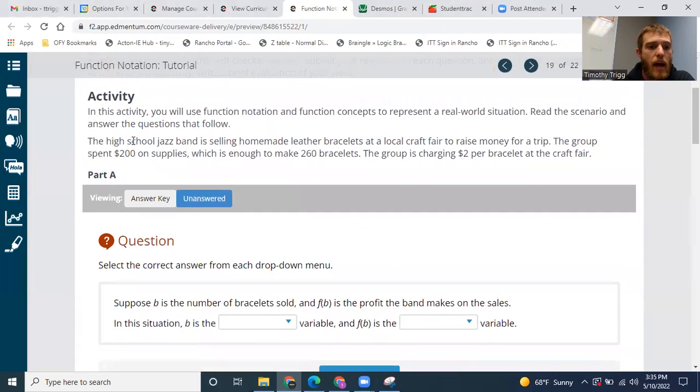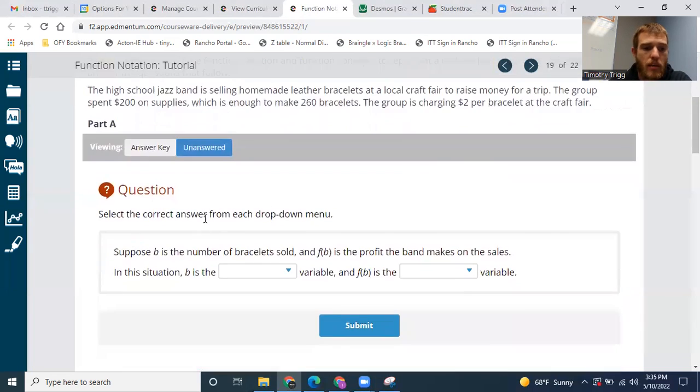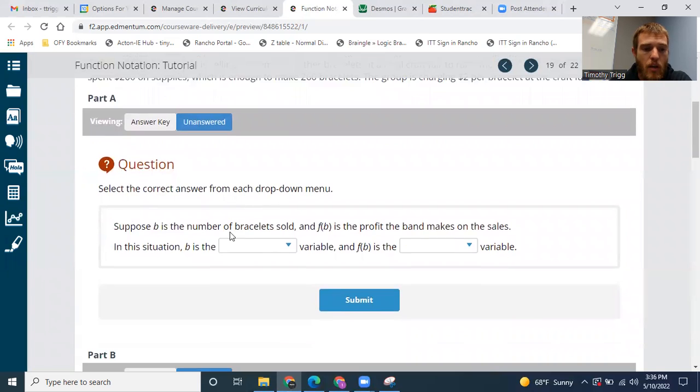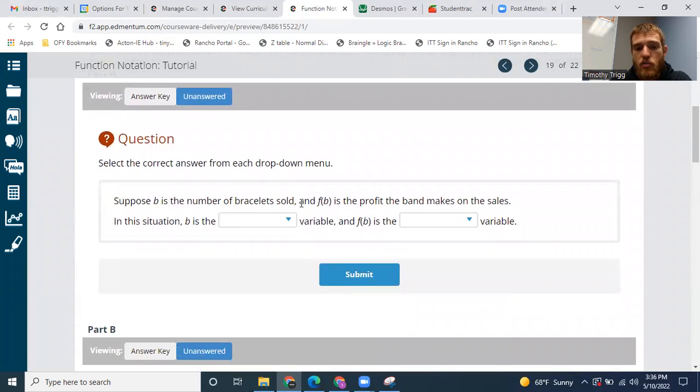All right. The high school jazz band is selling homemade leather bracelets at a local craft fair to raise money for a trip. The group spent $200 on supplies, which is enough to make 260 bracelets. The group is charging $2 per bracelet at the craft fair. Select the correct answer from the drop-down menu. Suppose B is the number of bracelets sold. So F of B is the profit the band makes on sales.